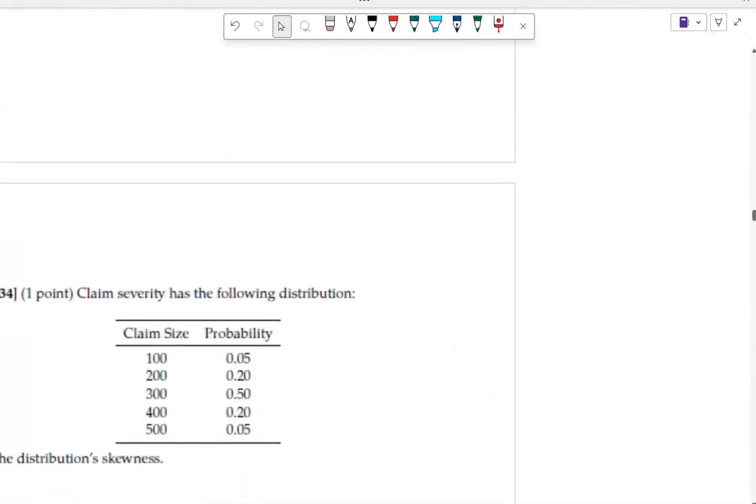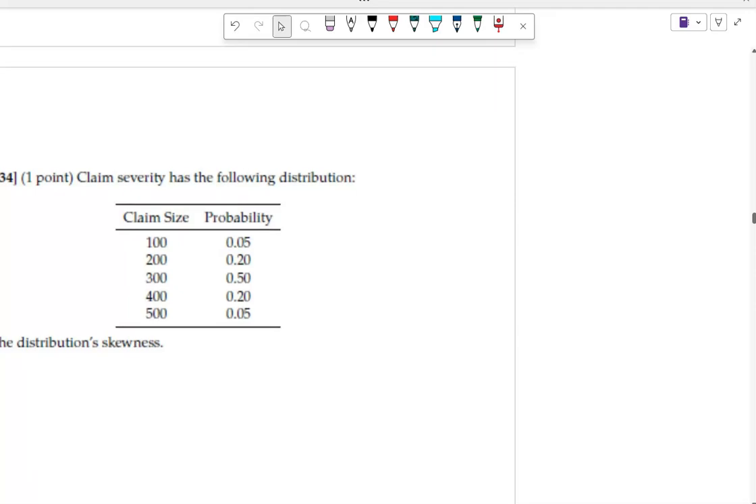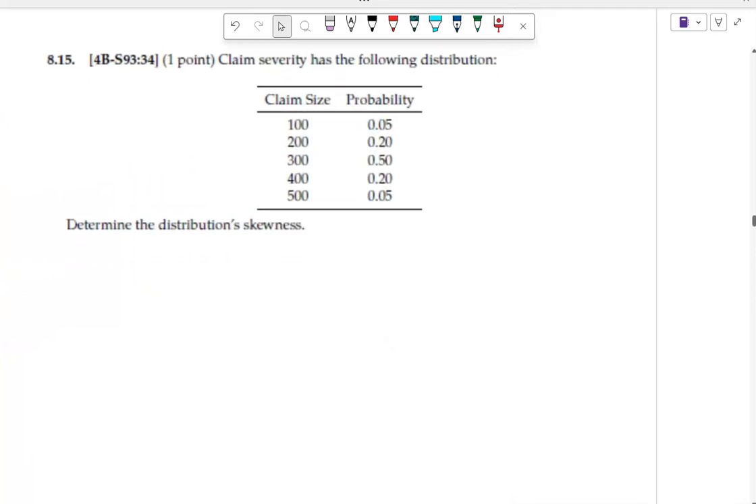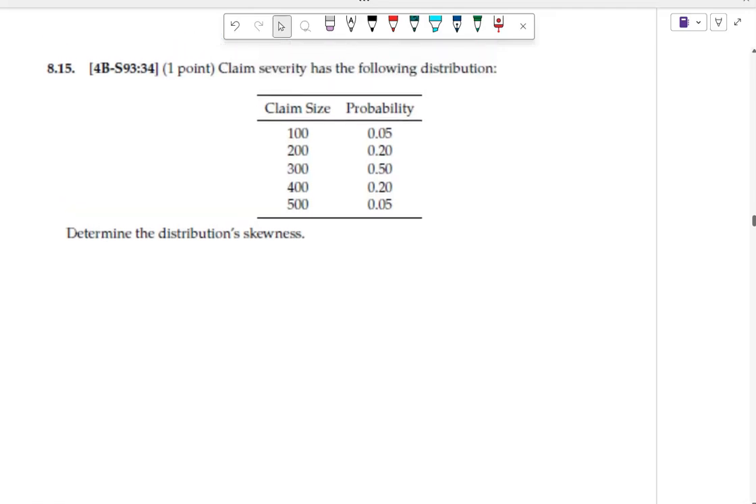All right. Well, here's one where it asks to calculate the skewness. Look at that. All right. So, in order to be able to calculate the skewness, remember again, that's the expected value of x minus the mean cubed over the standard deviation cubed, or the variance to the 3/2 power, whichever way you want to look at it.